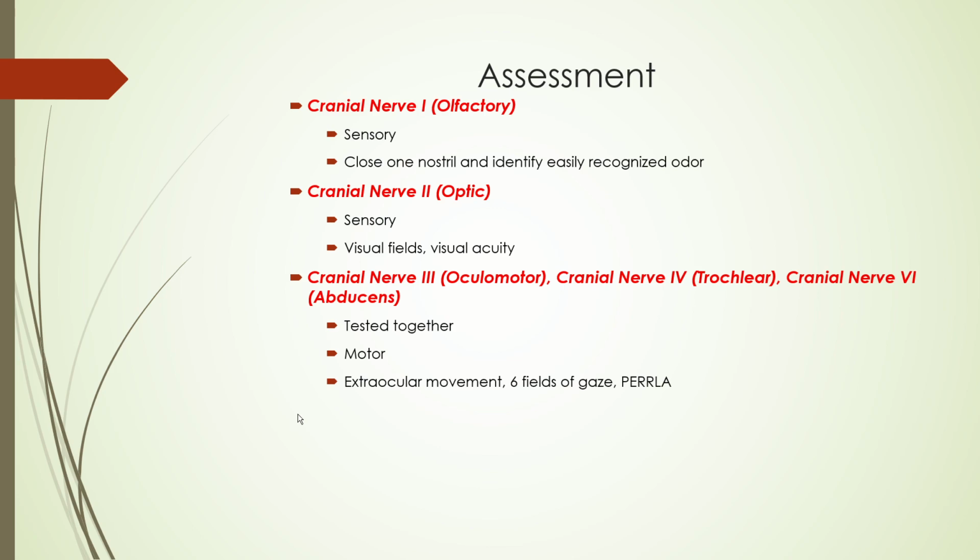And then PERLA. As you remember, PERLA is pupils equal, round, react to light, and accommodation. So we make sure that we're doing direct and consensual pupillary response with the penlight. And then the accommodation. With accommodation, you have the patient look far away to see that their pupils dilate to see a far object, and then you bring something near and make sure that their pupils constrict to see a near object. Sometimes we forget about the A part of PERLA, so just keep that in mind. Those are all testing for 3, 4, and 6.